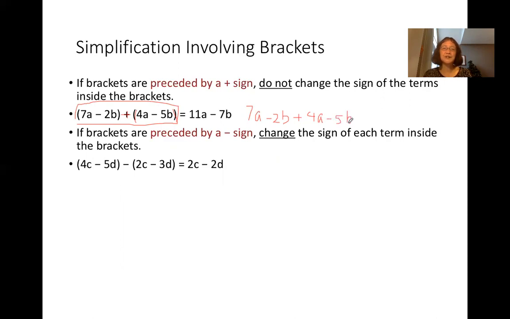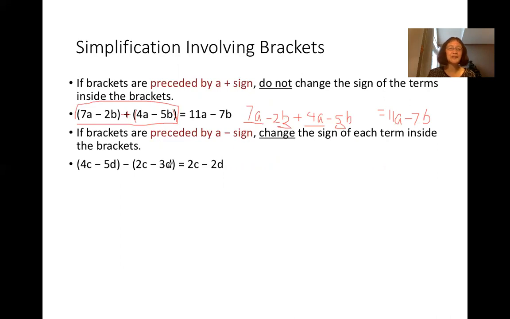So once you reach this step, you collect like terms, 7a plus 4a, that is 11a, and another like term, negative 2b, negative 5b, is negative 7b. So this is the end result.